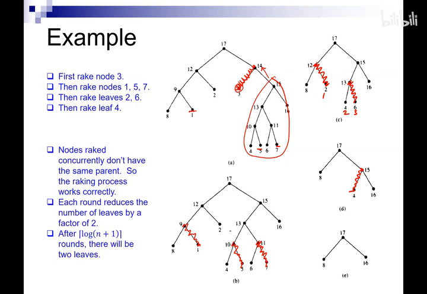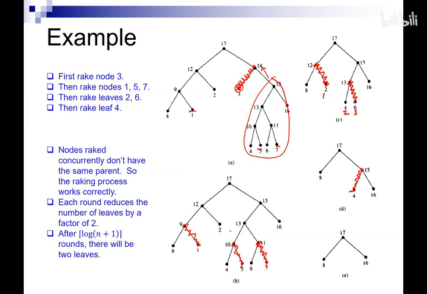And what you can see is that as we do this, nodes which get concurrently raked never have the same parent. Because initially we took these odd-numbered leaves, but only the ones who are left children. If you have two odd-numbered leaves who are both left children, then they can't have the same parent. So therefore you can rake these two concurrently.